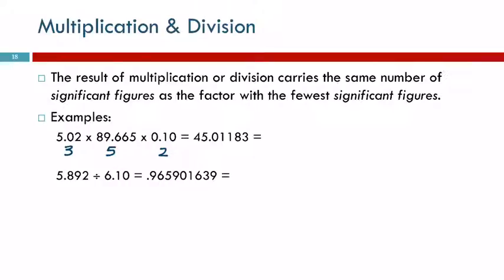Which is smaller, 3, 5, or 2? 2. This is the number with the smallest number of significant figures. That means I need to round this answer to 2 significant figures. The first digit that's not 0 is a 4, and then 5 is the second one. So I'm going to keep the 4 and the 5. We'll talk about rounding in a minute, but I'll talk about it now as well. Look at the next digit. If it's less than 5, you round down. If it's 5 or greater, you round up. So this is going to round down to 45.